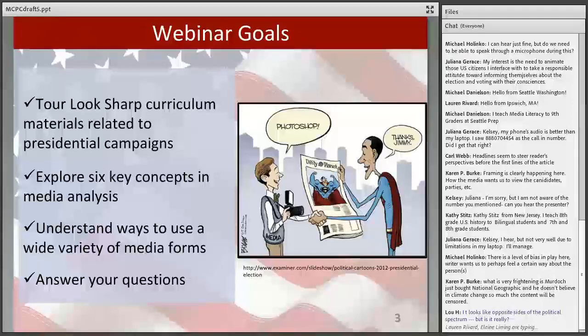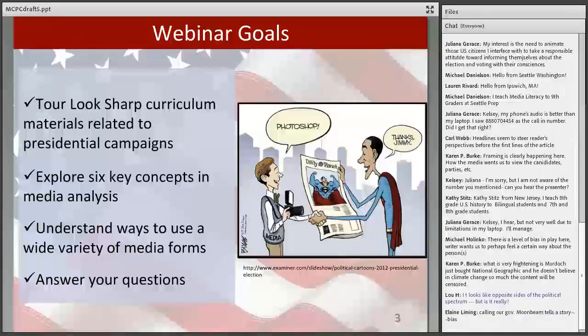Say a little bit about what our goals are for tonight. We will be touring Project Look Sharp's materials that are related to presidential campaigns. They're included in the Media Construction of Presidential Campaigns kit that's free and available online, as you've been told a number of times already. I'll also be exploring six key concepts in media analysis throughout the course of this evening, and understanding ways that we can use a wide variety of media forms.